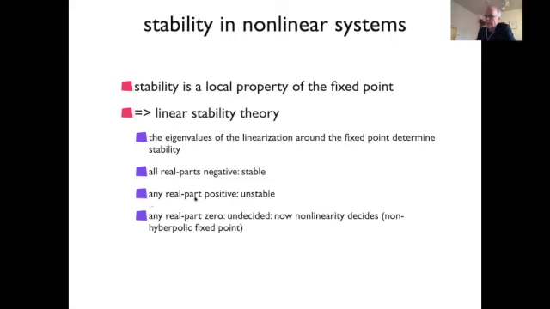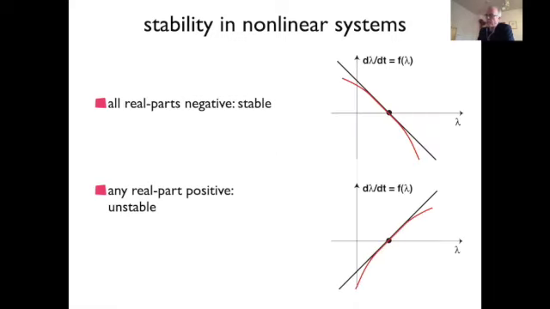If any of them has a positive real part, then you have an unstable fixed point. The only problem is if there's any real part that is exactly zero, then the linear system does not settle the question. It is not decided by the linear system whether the nonlinear system is stable or not. This is called a non-hyperbolic fixed point, but that term doesn't really matter. I want to give you an intuition for that.